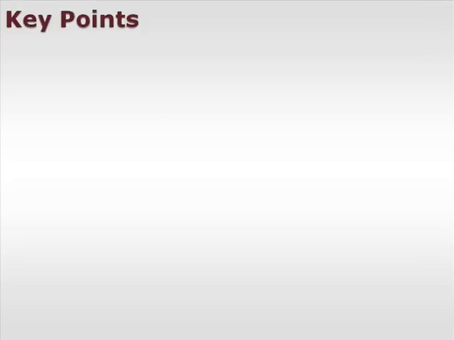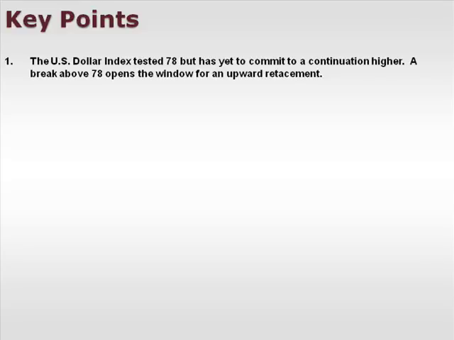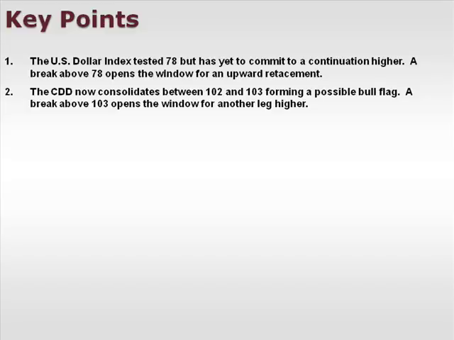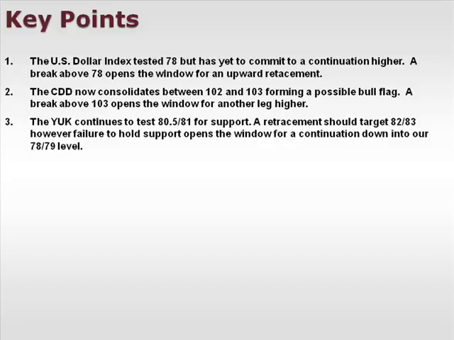Let's take a look at a few of our key points. First of all, the US dollar index tested 78 but has yet to commit to a continuation higher. A break above 78 opens the window for a bigger picture upward retracement. The USD/CAD now consolidates between 102 and 103, forming a possible bull flag. A break above 103 opens the window for another leg higher. The USD/JPY continues to test 80.5, 81 for support. A retracement should target 82, 83. However, failure to hold support opens the window for a continuation down into our 78, 79 level.